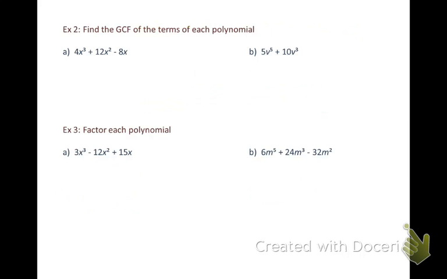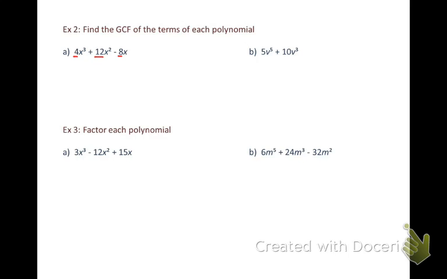Example 2. We are now going to do the opposite. They gave us the answer, and now we have to turn it into a multiplication problem. But we'll start with example 2, which is just: tell me what the greatest common factor is. The greatest common factor is what number and how many variables can be in all of the numbers given to us. So if I look, our numbers are 4, 12, and 8. What's the highest number that can go into 4, 12, and 8?